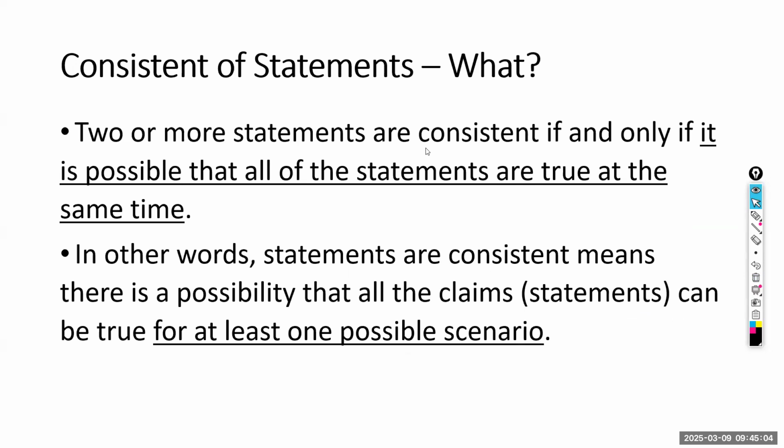So two or more statements are consistent if and only if it is possible that all of these statements are true at the same time. So that means you must find at least one possible scenario where all these statements are true. Then we say that all these statements are consistent. But if you can't find at least one such case, those statements are inconsistent. Got it?